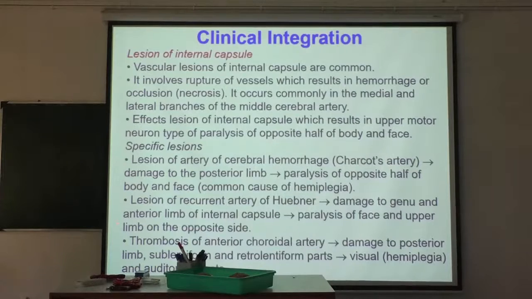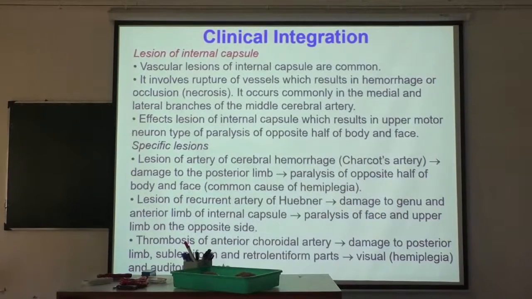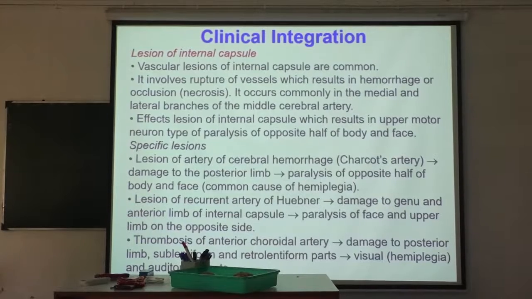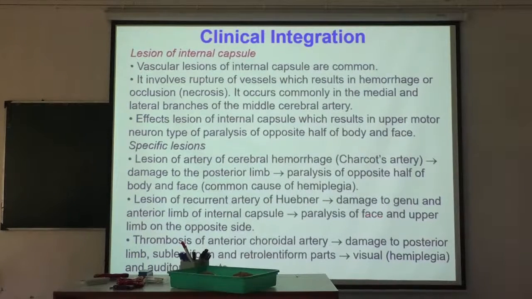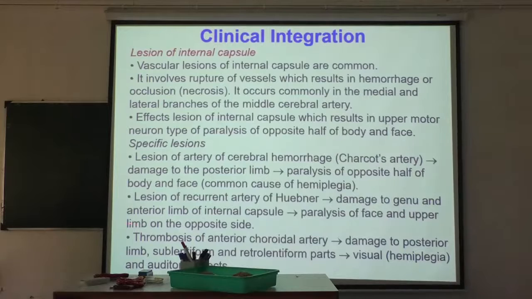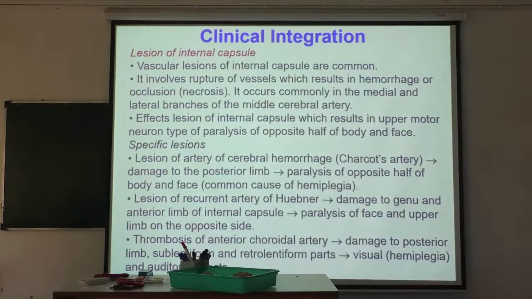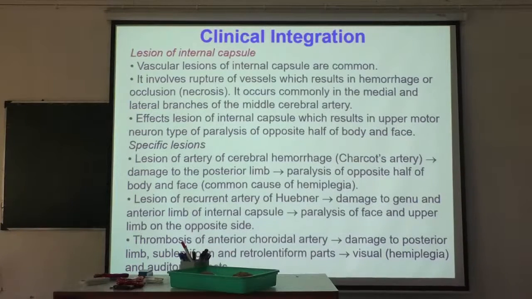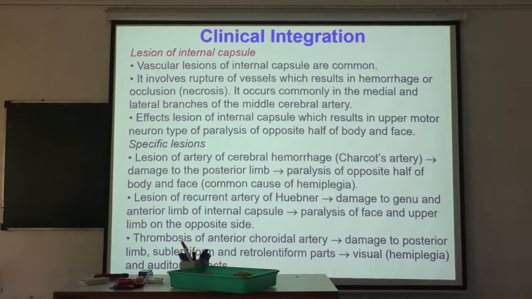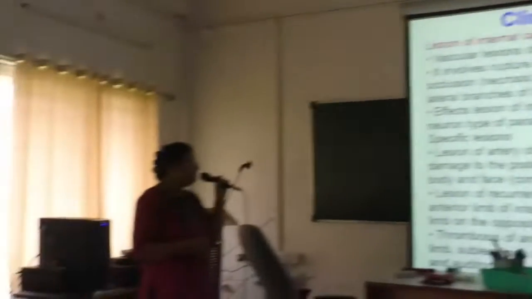A lesion of Heubner's artery leads to damage to the genu and anterior limb of the internal capsule, leading to paralysis of the face and upper limb on the opposite side. Next is thrombosis of the anterior choroidal artery. It leads to damage to the posterior limb, sublentiform and retrolentiform parts, leading to visual and auditory defects. So these are the clinical aspects of the blood supply of the internal capsule.